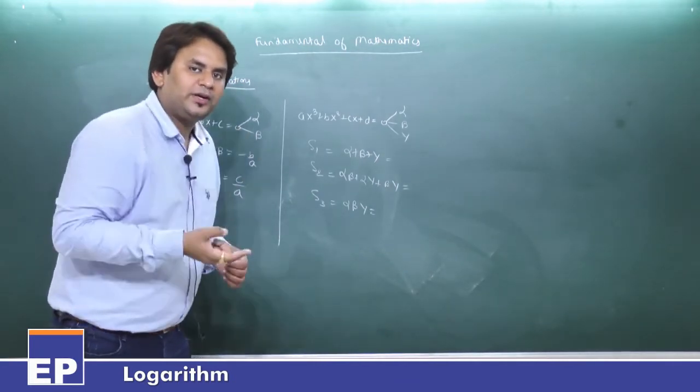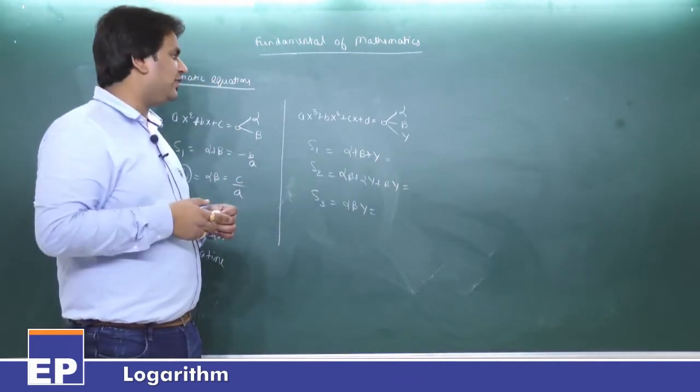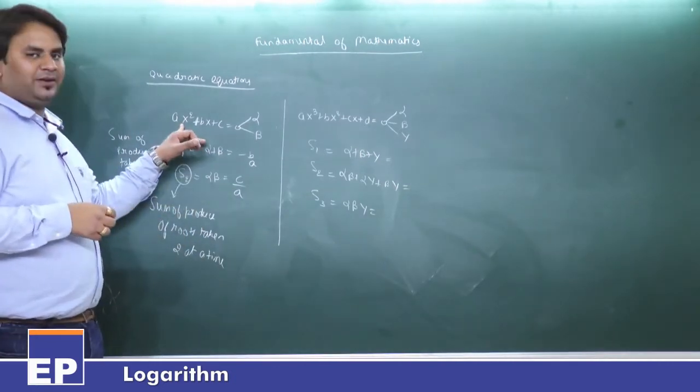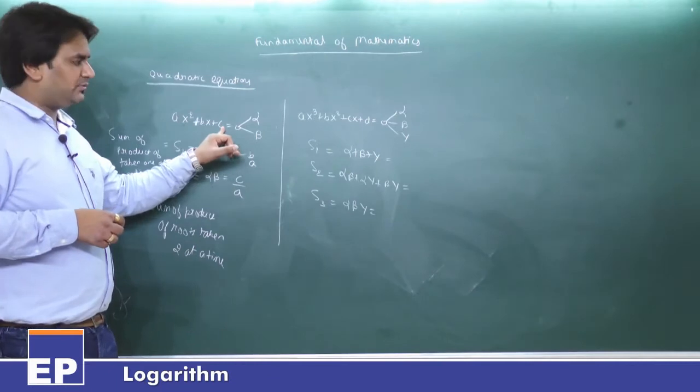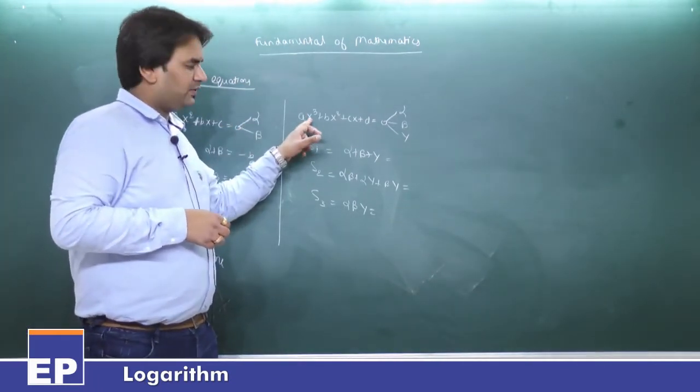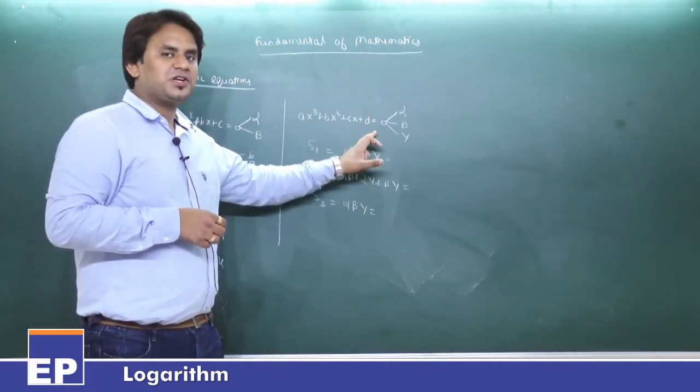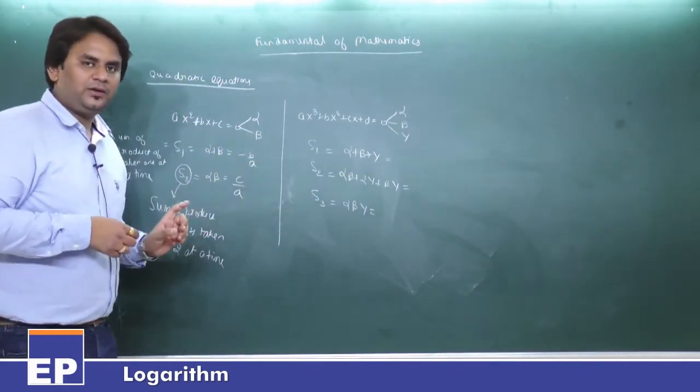What is it? Is it quadratic or cubic or biquadratic? First of all, arrange it by the highest power. In quadratic, what is the highest power? 2, then 1, then the constant term. In cubic, the highest power is 3, then 2, then 1, then the constant term. Arrange the equation in this form.